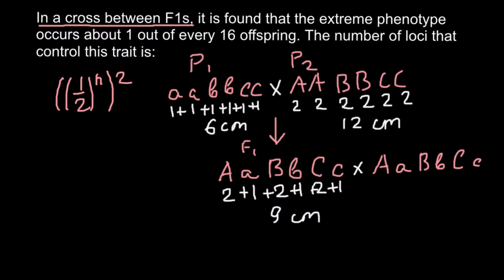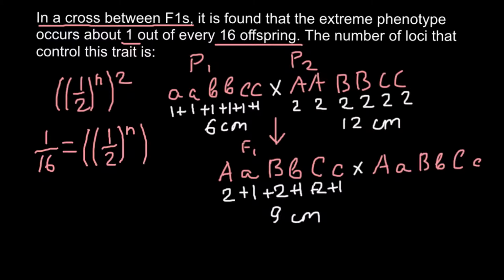and squared. So using this formula we can solve this problem, and we have to balance this formula with information that is given, that extreme phenotype is 1 out of every 16 offspring. So 1 out of every 16. So we put 1 out of 16 on the left side, and the formula that I show above goes here. And n stands for the number of loci that control this trait.